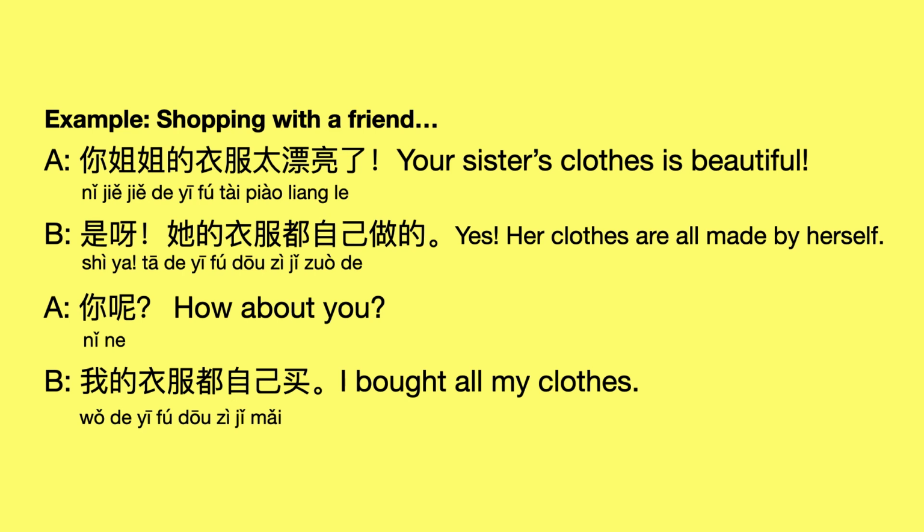Let's repeat. 你姐姐的衣服, your sister's clothes. 太漂亮了。Beautiful. 是呀。Yes. 她的衣服, her clothes, 都, all, 自己做的, made by herself. 你呢? How about you? 我的衣服, my clothes, 都, all, 自己买, bought by myself.